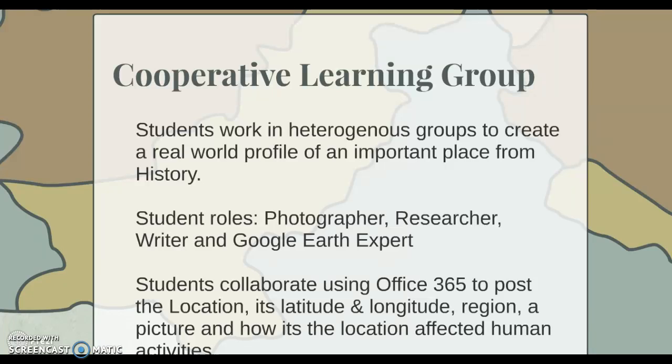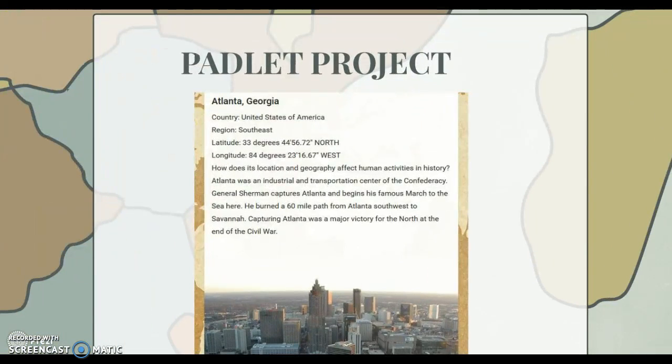The third activity is a cooperative learning group where students are matched up heterogeneously to create a real-world profile of an important location from history. The students assume roles of either photographer, researcher, writer, or Google Earth expert. They collaborate through Office 365 and the Office Suite, and finally post their research of a certain location, its latitude and longitude, region, a picture of the location, and most importantly, the student group evaluates how that location affected human activities in the past. Here's an example of the Padlet project for Atlanta, Georgia.